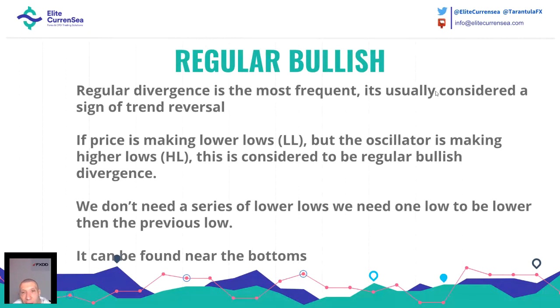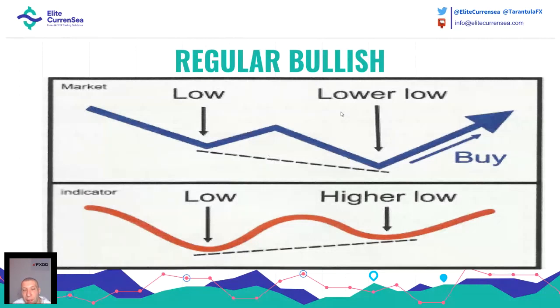Okay, and it can be found near the bottoms. This is how it looks like. This is a regular divergence, and this is, guys, how it looked like. So whenever you see that the price is making a lower low, okay, and the indicator is making a higher low, this is bullish divergence.